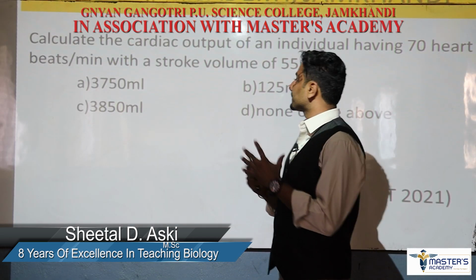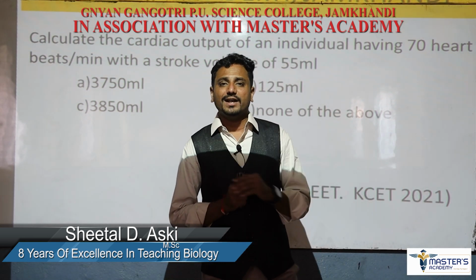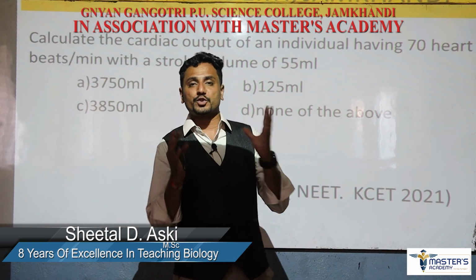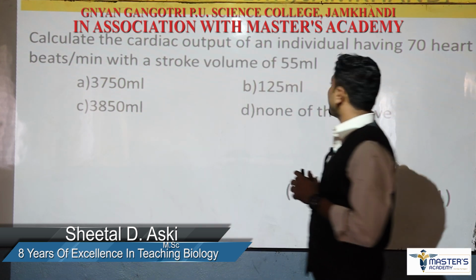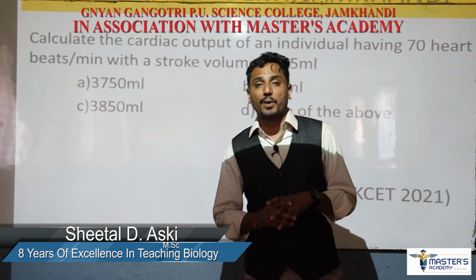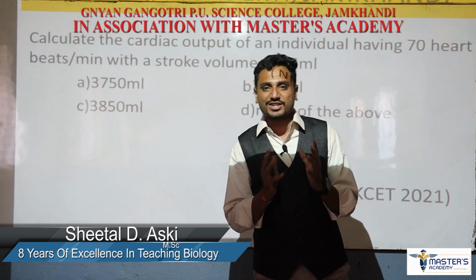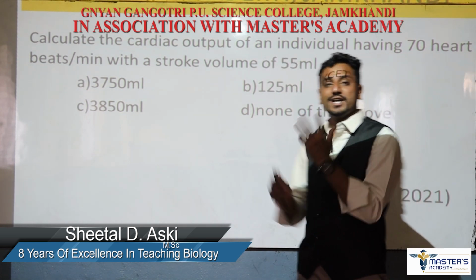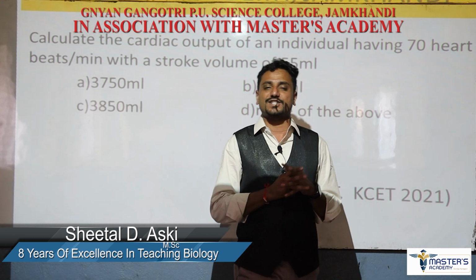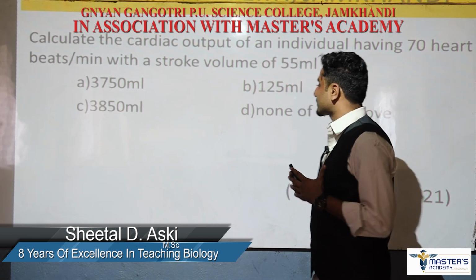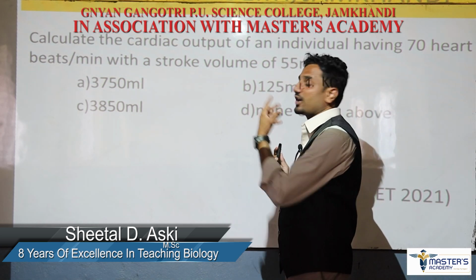Here is a sample NEET CET question for you. Today we will discuss a very sample video. Calculate the cardiac output of an individual having heart rate 70 beats per minute with a stroke volume of 55 ml. To solve these types of numerical questions in biology, it's very important to know the basics of the cardiovascular system, what we call the circulatory system. In the lower classes, you studied how our heart works. Briefly we'll discuss that, then we'll go for the solution.